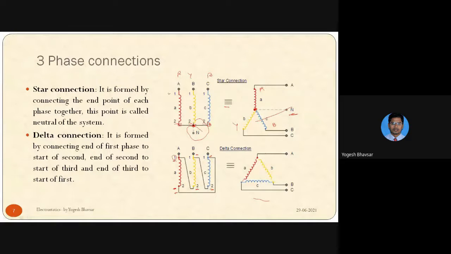This first point is connected to A, which is the start of the yellow. Then this point B, where is that? There is the yellow and the blue, so look at the end of yellow and the start of blue. And similarly the third point C, which is what? The start of blue and the end of red. So this forms a closed loop, and each terminal is connected to the supply.